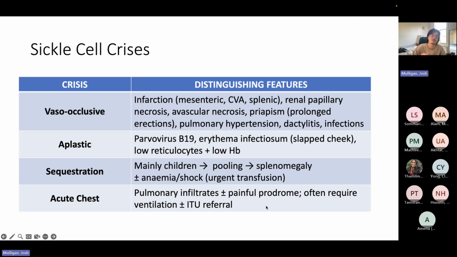I haven't really mentioned this. Acute chest syndrome is basically a type of vaso-occlusive crisis, but it specifically occurs in the lungs. So they'll get a painful feeling in their chest, and they'll get very hypoxic. These patients are in quite a critically ill state, and they often require a referral to ITU to help give them ventilation support as well.